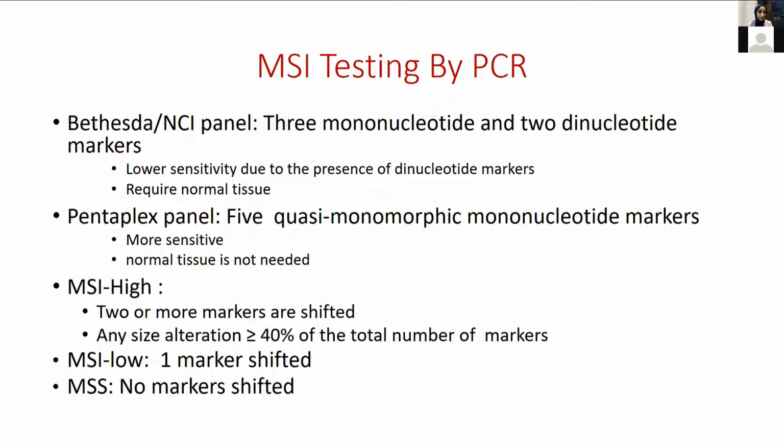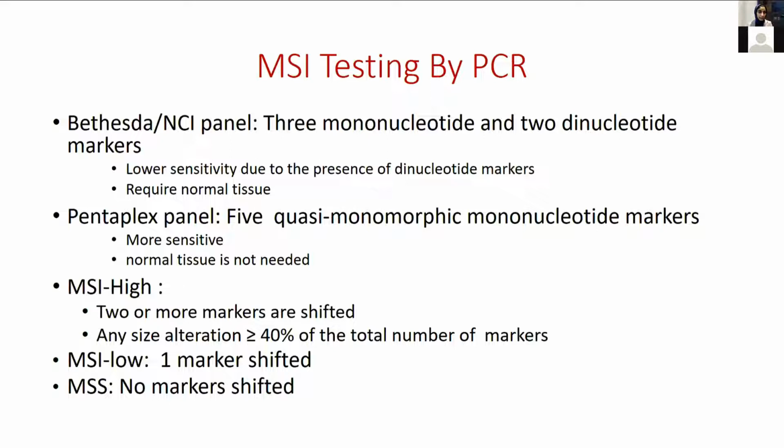That's why this panel has a lower sensitivity than the Pentaplex panel, in which all of the markers used are mononucleotide markers. The Bethesda also requires normal tissue for analysis, while the Pentaplex does not need normal tissue. As far as analysis goes, if we have 2 or more markers shifted, that's considered MSI high, or even if we have any size alteration of more than 40% of the total markers used, that's also considered MSI high. If you have 1 marker shifted, that's considered MSI low, and if there are no markers shifted, that's considered microsatellite stable.